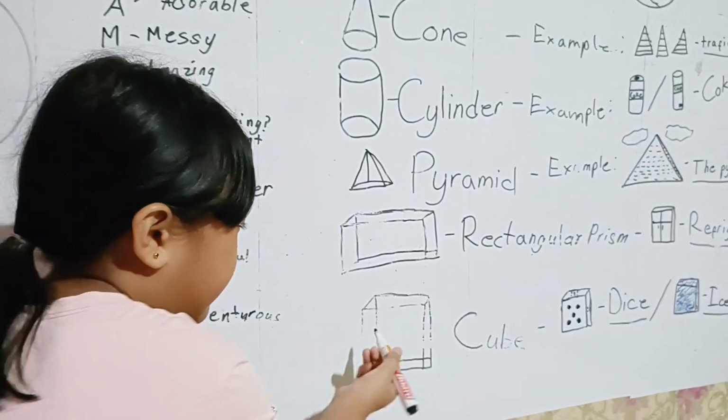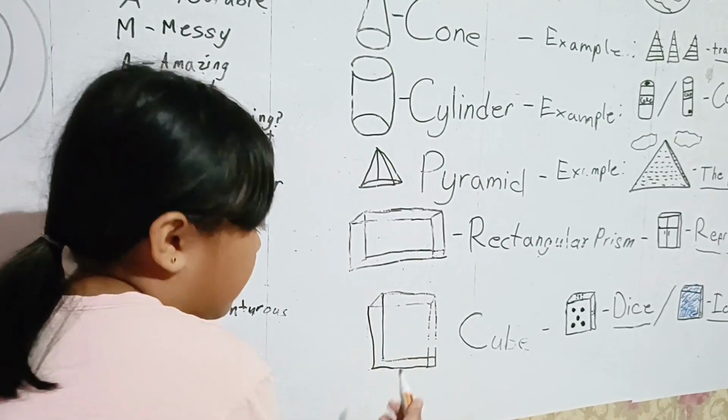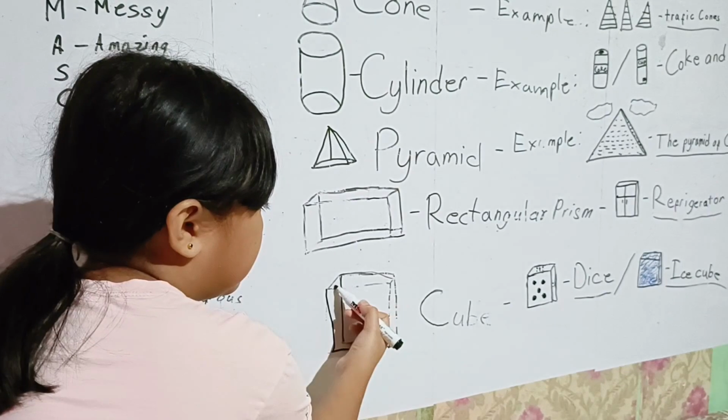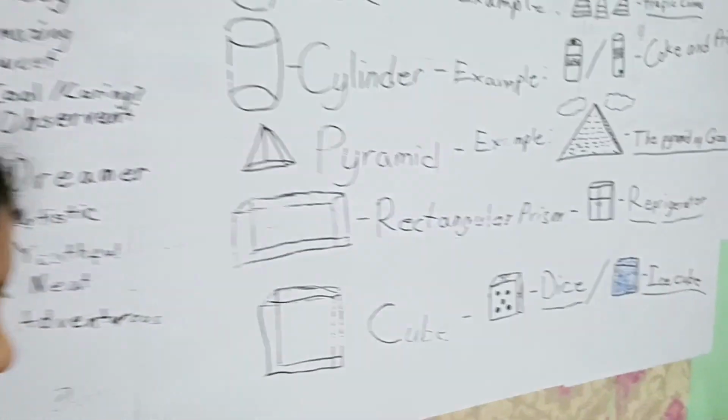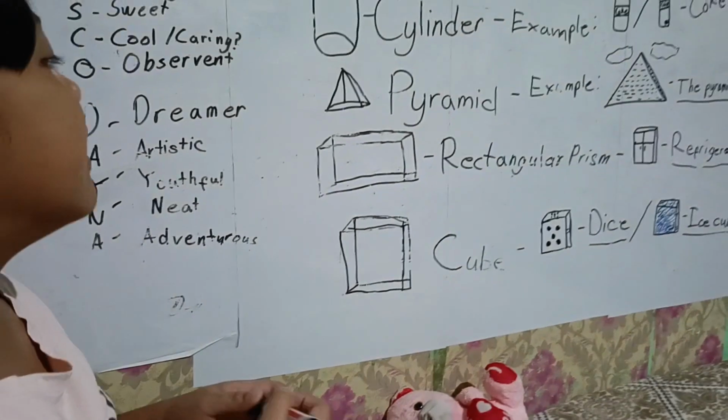So it's kind of not perfect. So here we have a cube.